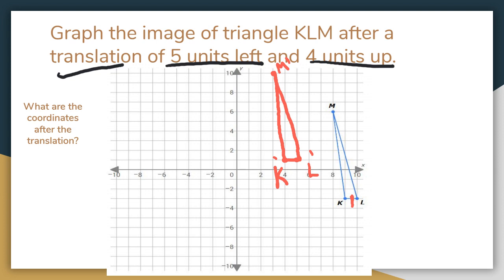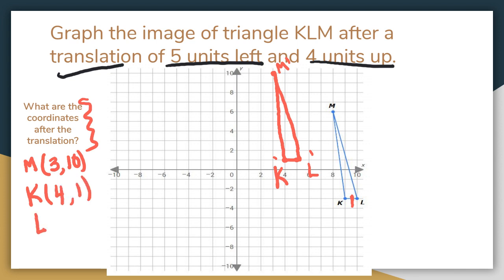So now it asks over here for the coordinates after the translation. I'm going to give you a second to try to figure it out, and then I'll put them down. Okay, so point M is at the coordinate 3, 10. Point K is at the point 4, 1. And point L is at the location 5, 1. Did you get those right?